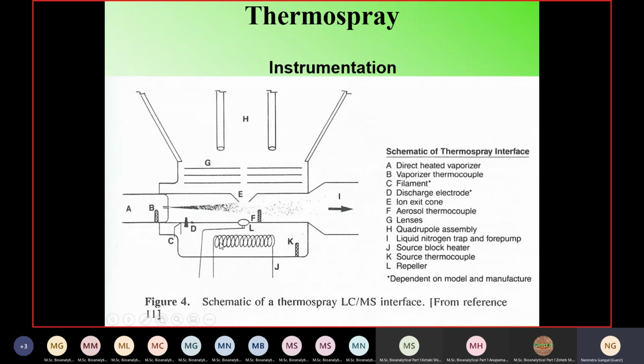Some of the other things: this H is the quadrupole assembly. This J is a source block heater, because I want this whole thing to be in a heated portion. This is not a filament. This is basically a source block heater. And K is a source thermocouple, which regulates and gives the signal and tells about the temperature. And then L is the repeller. This portion is the repeller, so basically a positive charge.